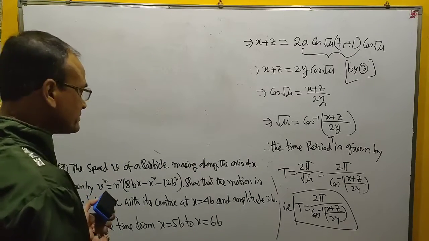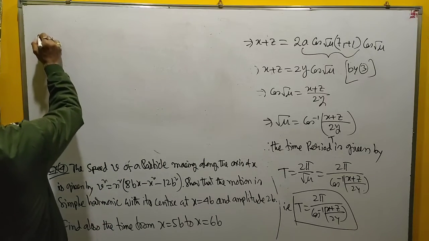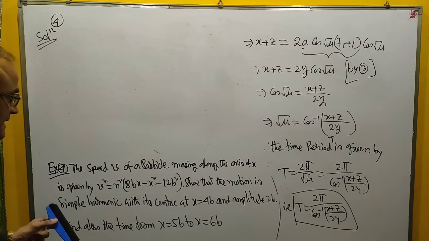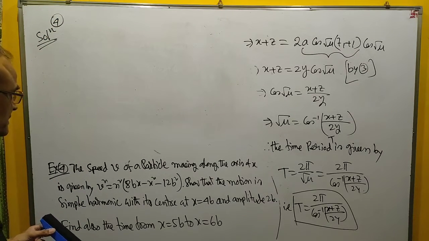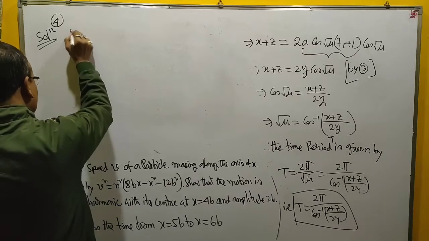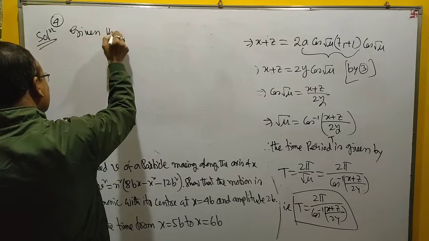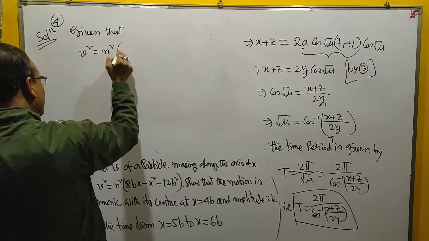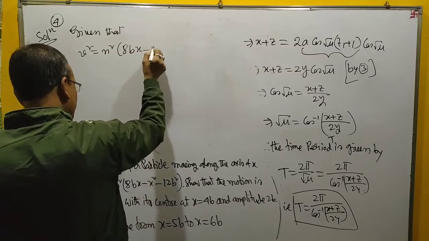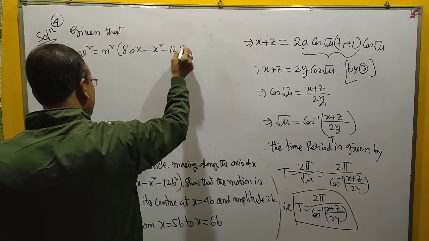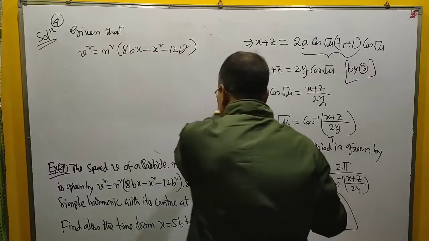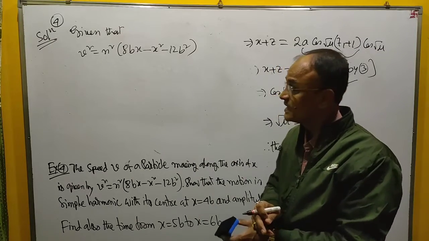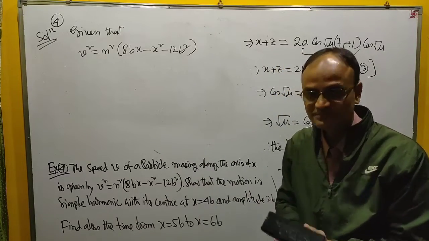Now, solution of question number 4. The given relation is, given that v square equal to n square into 8bx minus x square minus 12b square.